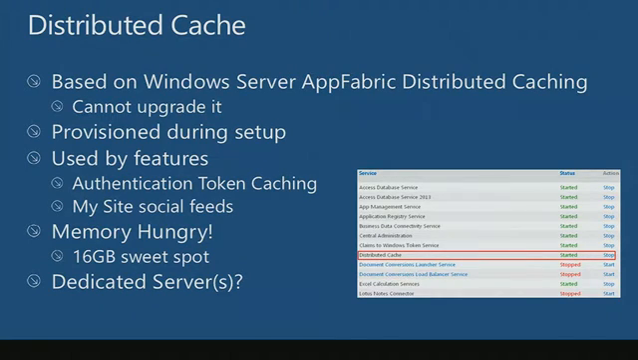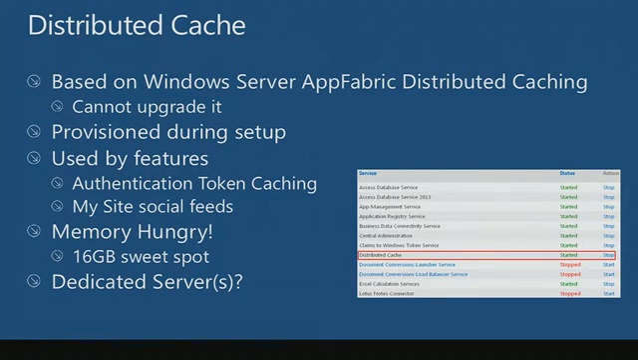Now, a lot of the features and functionality in SharePoint now rely on the distributed cache. Things like the authentication tokens around the web front end use it. The My Site social feeds use the distributed cache as well to hold some of the information for the social features. This makes it quite interesting from an architectural perspective, in that the Velocity cache, or the distributed cache, is quite memory hungry.